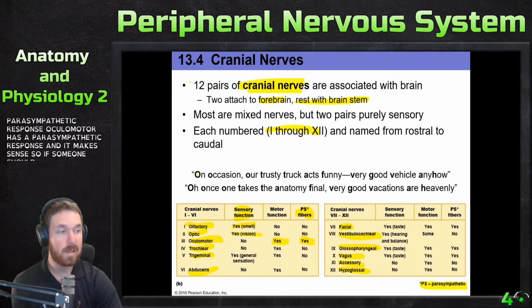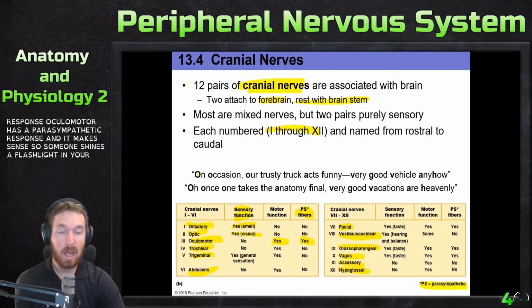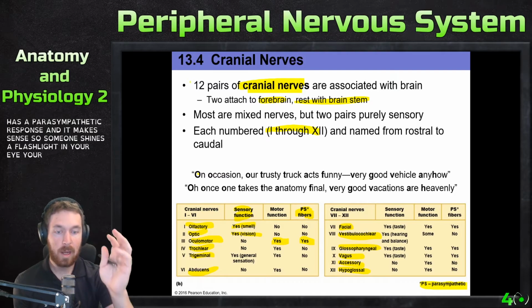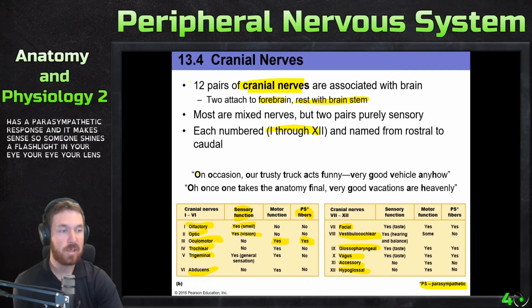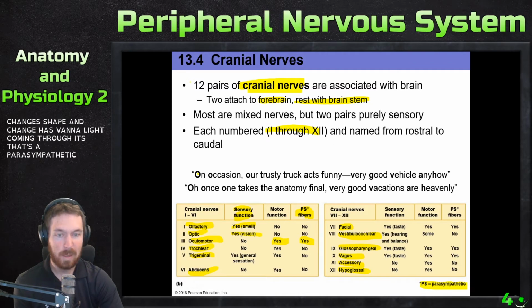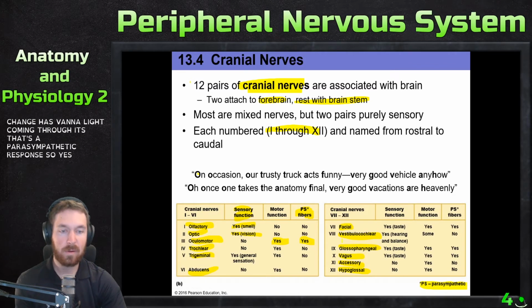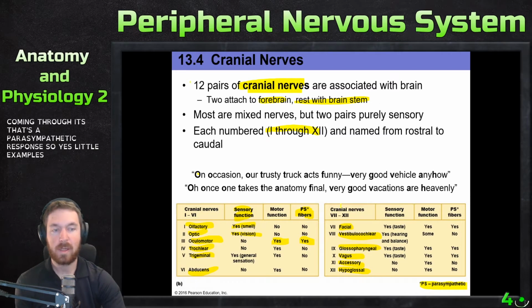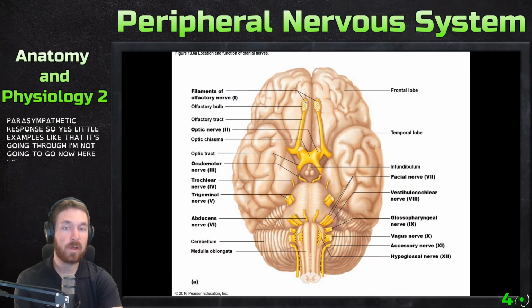If someone shines a flashlight in your eye, your lens changes shape and changes the amount of light coming through. So that's a parasympathetic response. Little examples like that. Going through, I'm not going to go over them all here; we're just going to go through them one by one.